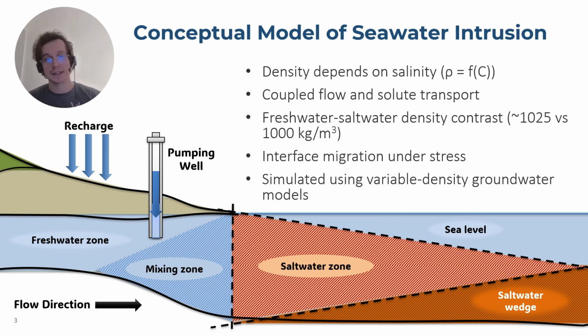Under hydraulic stress, such as reduced recharge or increased pumping, inland hydraulic gradients weaken and the saltwater wedge migrates landward. In all three case studies that we review during this presentation, they simulate this process using CWAT-based variable density modeling frameworks. Referring back to the diagram on the screen, denser saline water forms a wedge beneath the freshwater lens, and the interface migrates inland under hydraulic pressure.